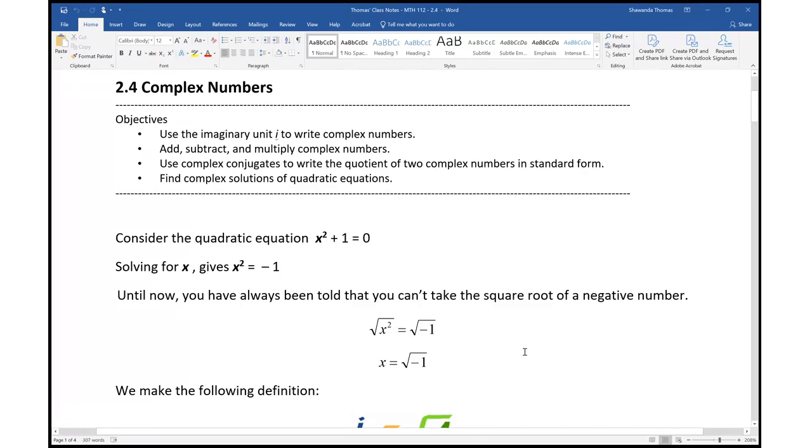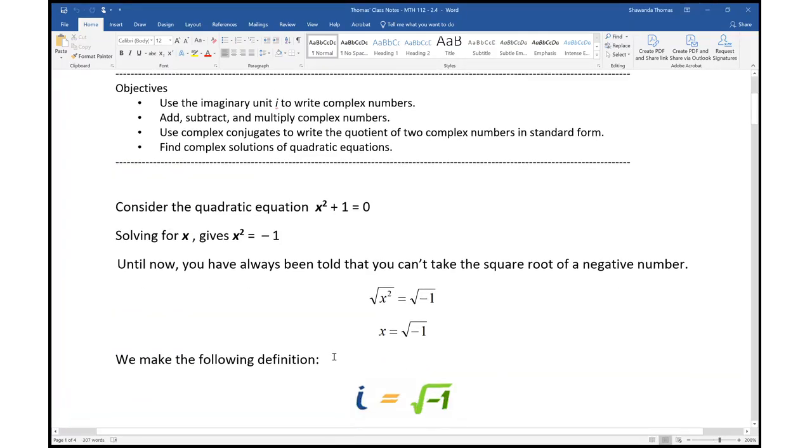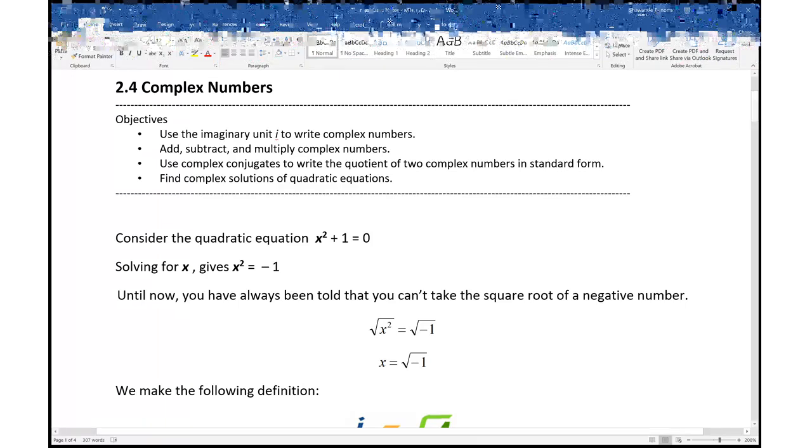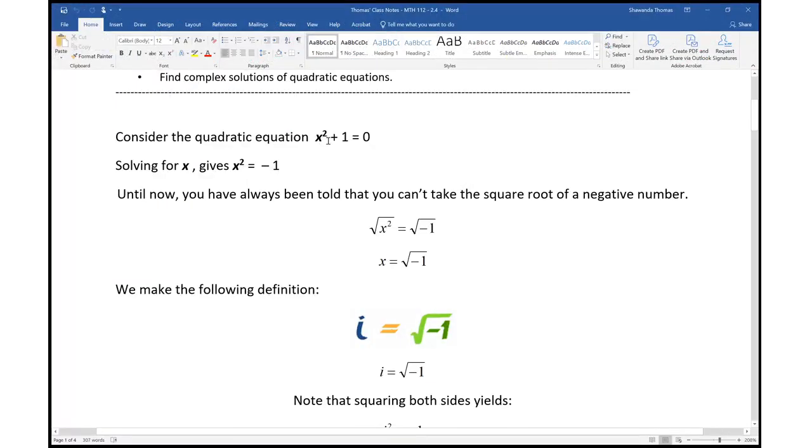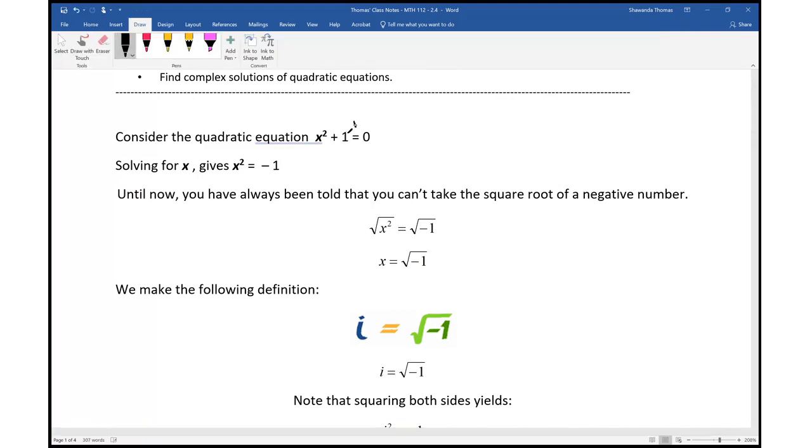Let's talk about complex numbers. Consider the quadratic equation x squared plus 1 equals 0. Notice that this is a sum of squares, not a difference of squares. Therefore, we're not able to factor it. So we're sort of forced to go ahead and subtract 1 from both sides. If we do that, we get x squared equals negative 1.